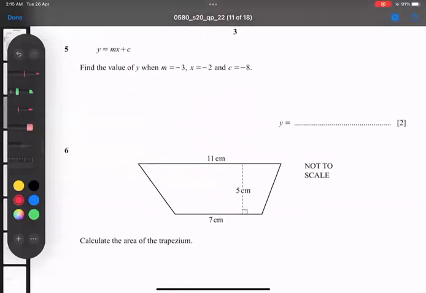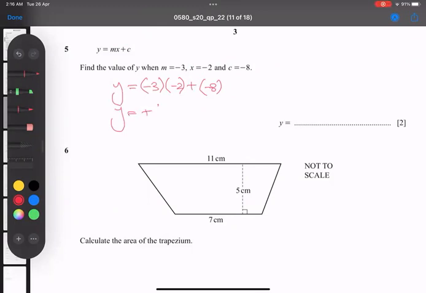Let's talk about this one: find the y when m is given. So this m value will go here, this x value will go here, and this c will go here. Just plug in and make sure to use brackets. The chance of mistake in this kind of question is that students never put in brackets, and the chances of mistakes increase. m is -3, x is negative. That is why he gave all values negative.